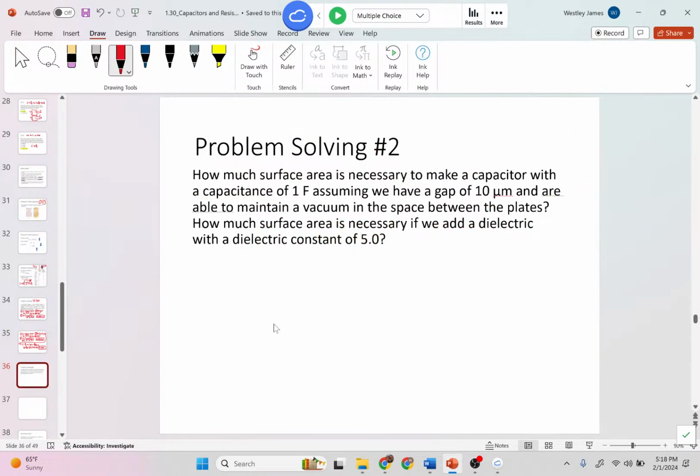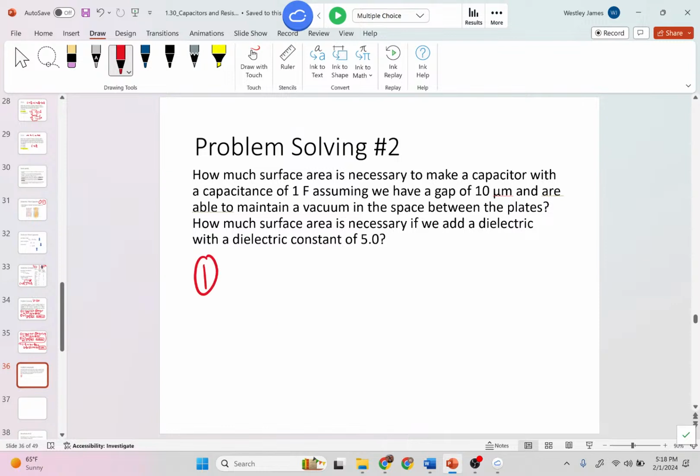All right. How much surface area is necessary to make a capacitor with a capacitance of 1 farad, assuming we have a gap of 10 micrometers and are able to maintain a vacuum in the space between the plates? What if instead we put a material in it with a dielectric constant of 5? This problem is fantastic for showing you that 1 farad is a big capacitor. That's a strong capacitor. That can hold a lot of charge.